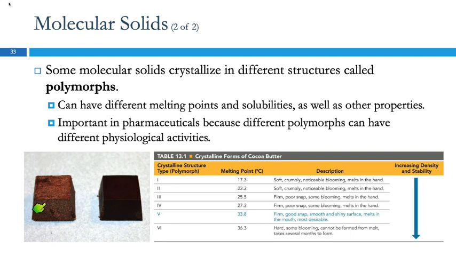So this piece of chocolate here, it almost looks like it's moldy or something, right? Have you ever found a really old candy bar in the corner of your cupboard or something, and you open it up and you look at it and you're like, ew? Well, this is this sixth polymorph, which is hard, it has some blooming. That's what those spots are. And it can't be formed from melted chocolate. It takes several months for solid chocolate to turn into this polymorph.